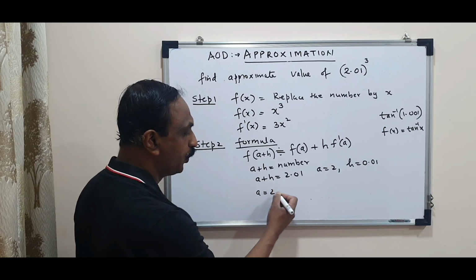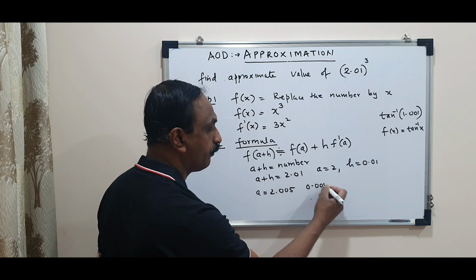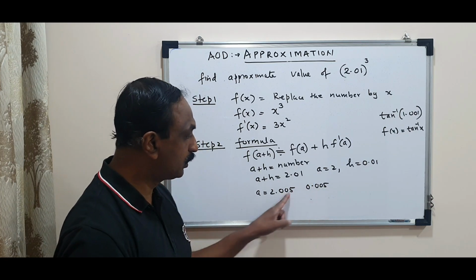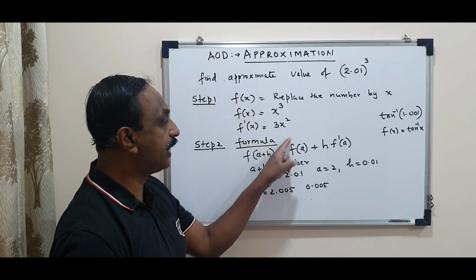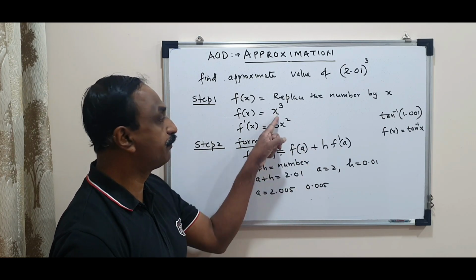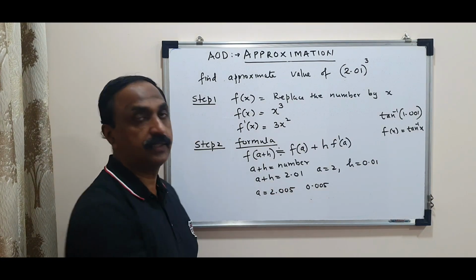Suppose I would split it like this: a has 2.005 and h has 0.005. Even if you add these both, I can get 2.01. But then in f of a, when I try to calculate f of 2.005, it will become very difficult for me to calculate. Hence, I cannot split in this manner.